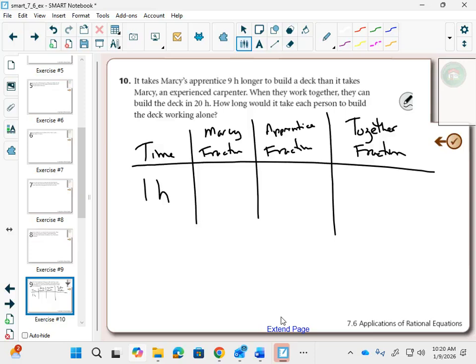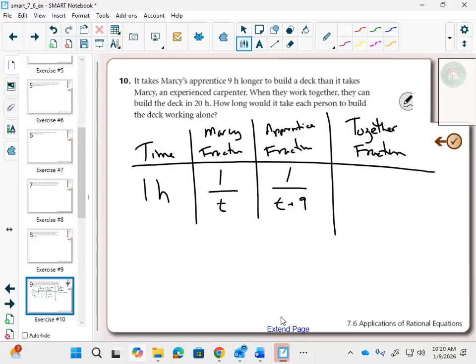It takes Marcy's apprentice 9 hours longer than Marcy. So we don't know either of their times. But if we say Marcy's time is T, the apprentice time is T plus 9. And in 1 hour, Marcy would get 1 over T done, and the apprentice would get 1 over T plus 9.